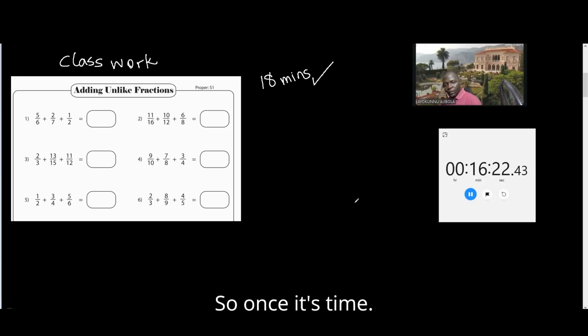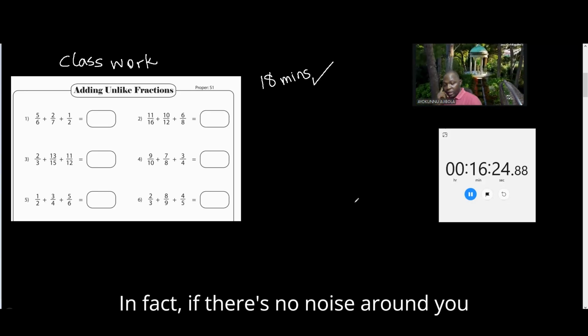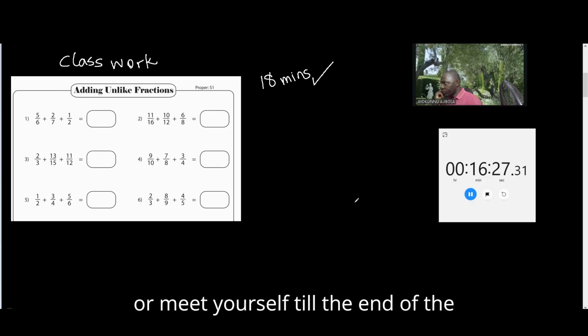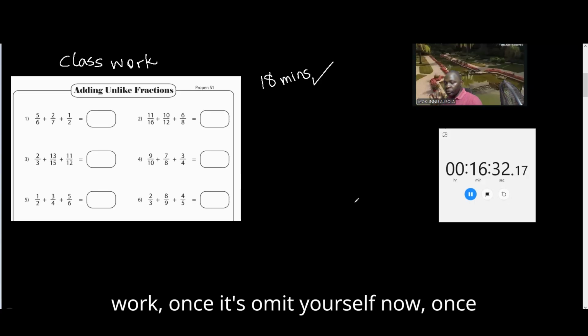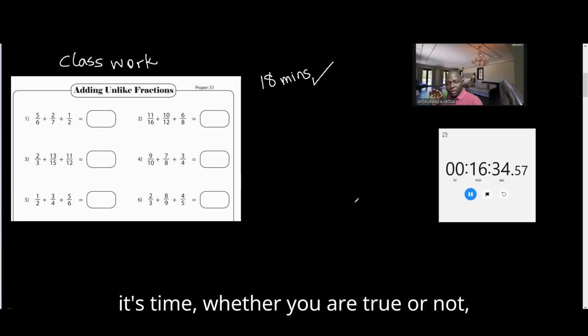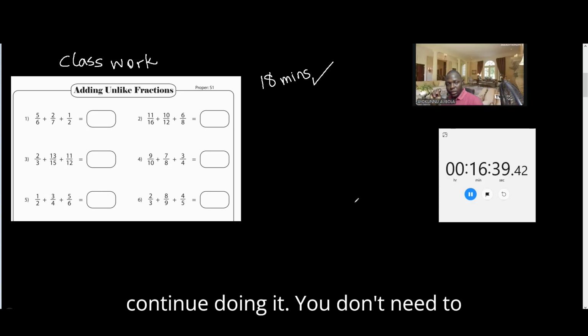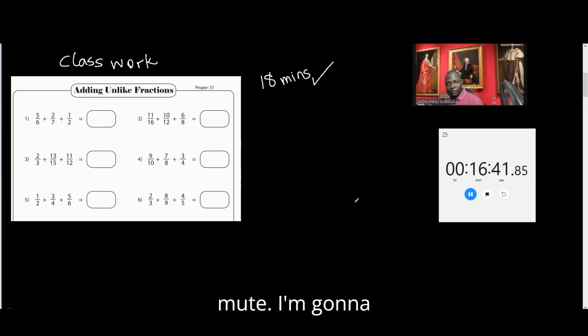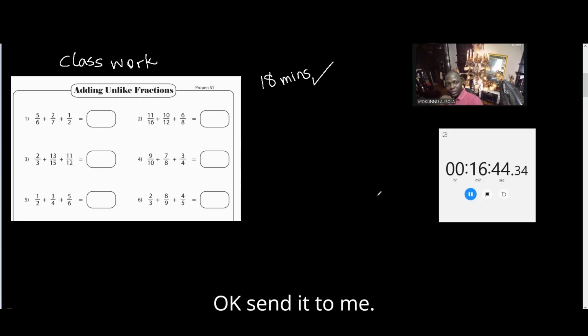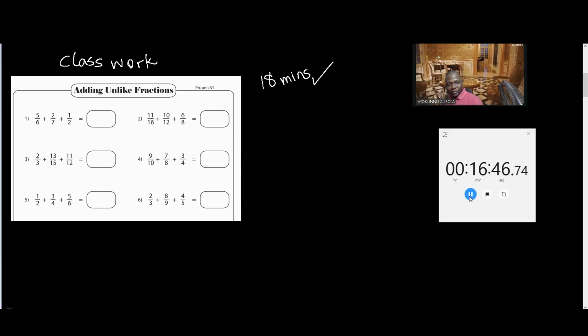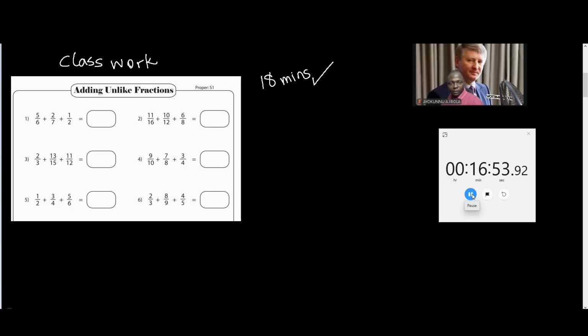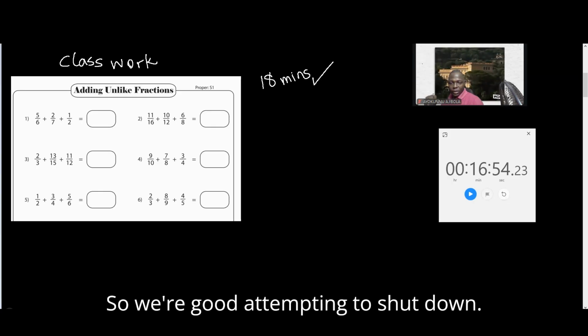So once it's time, in fact, if there's no noise around you, unmute yourself till the end of the work. Once it's time, whether you're true or not, you're going to get your work. Just continue doing it. You don't need to mute yourself. I'm done now. Okay, send it to me. So we're going to continue shortly.